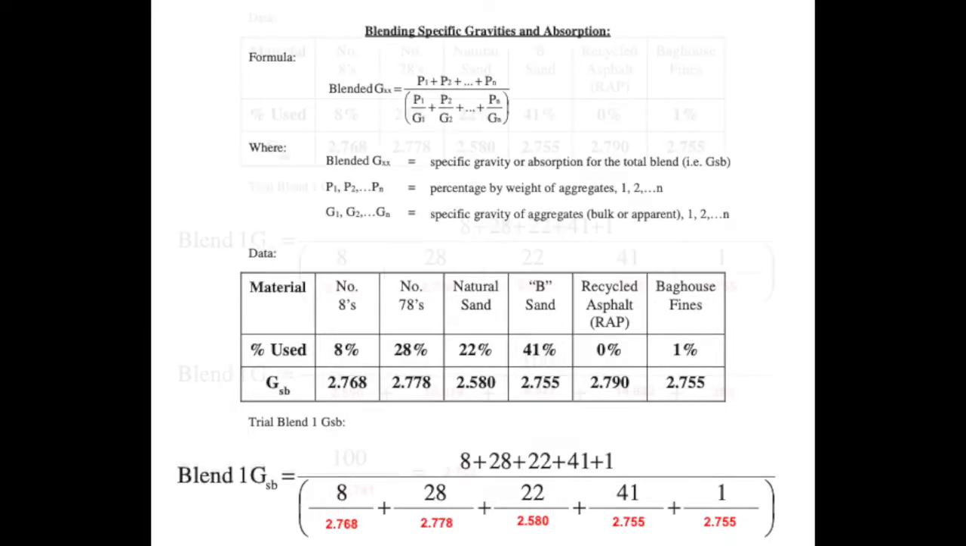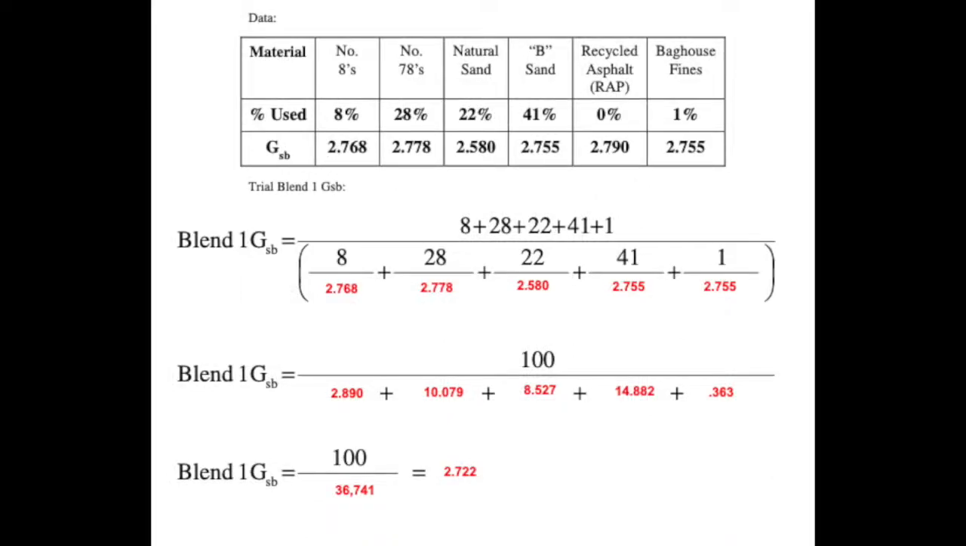So if you look at the equation underneath the table, that kind of spells that out, where the 8 and the 28 and the 22 and the 41 and the 1 represent the percent used of each aggregate by its gravity. Follow the step down of this equation, and you will arrive at a 2.722 blended Gsb of that blend.